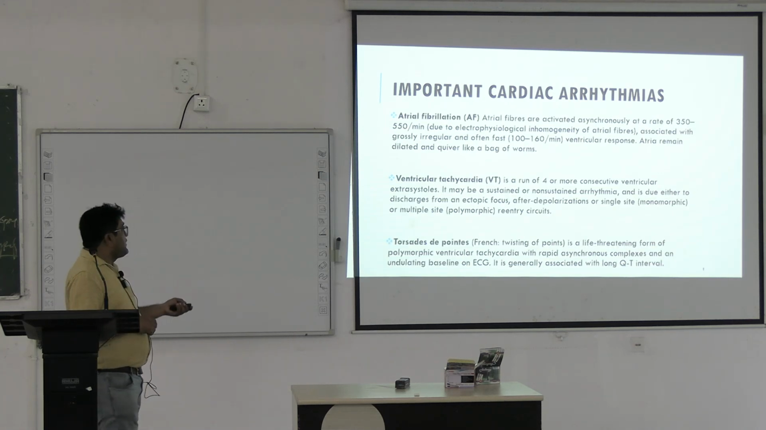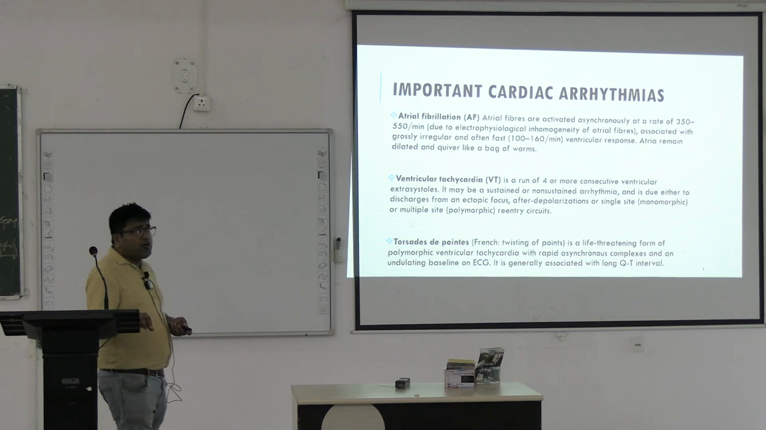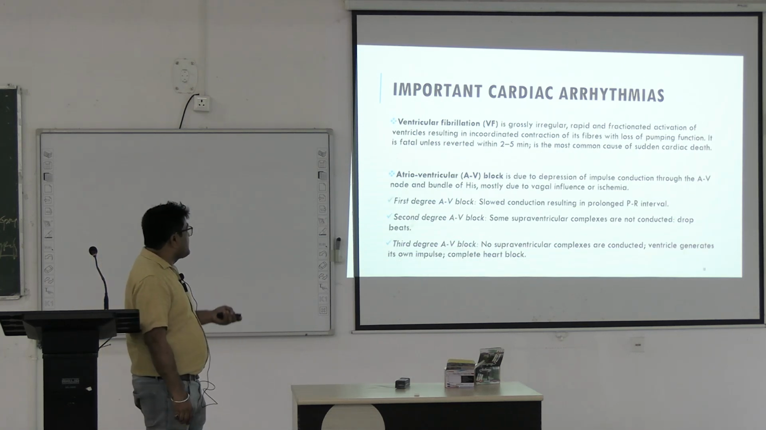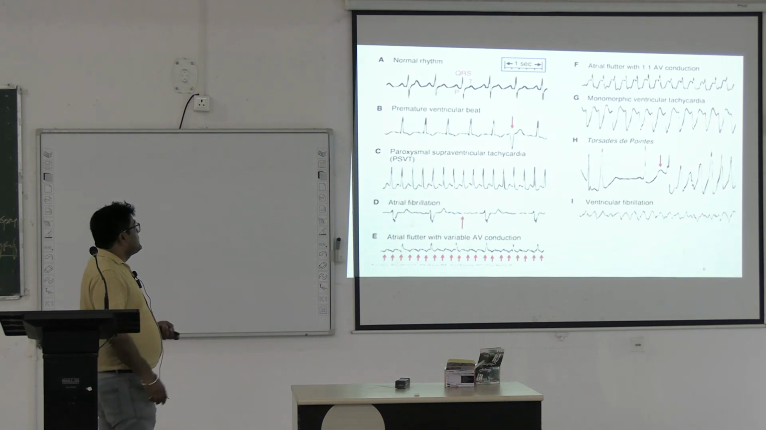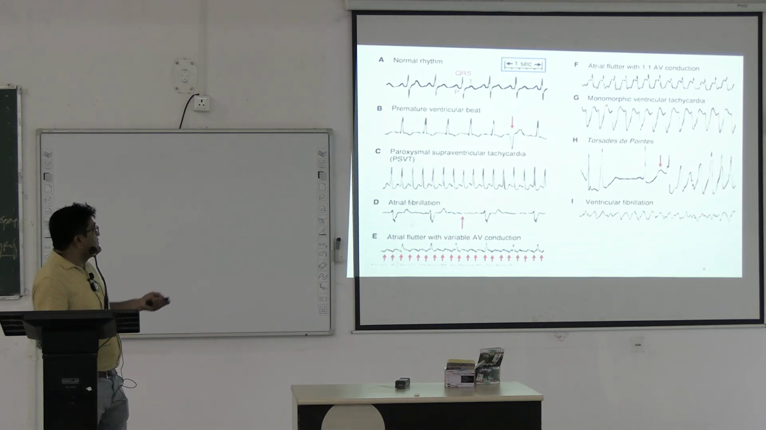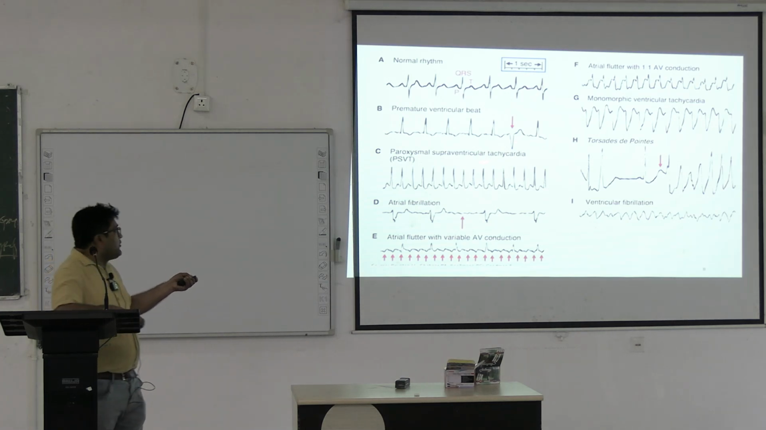Atrial fibrillation, ventricular tachycardia and torsades de pointes. Ventricular fibrillation and atrioventricular block. So these are some of the important ECG findings. This is a normal cardiac rhythm. In the premature ventricular ectopic, you see it's a different rhythm with widened QRS. So it's a ventricular ectopic.